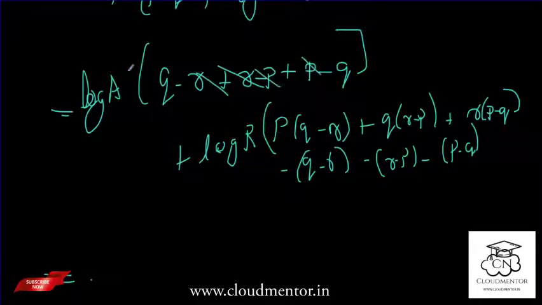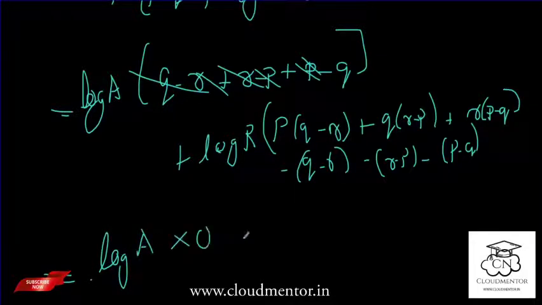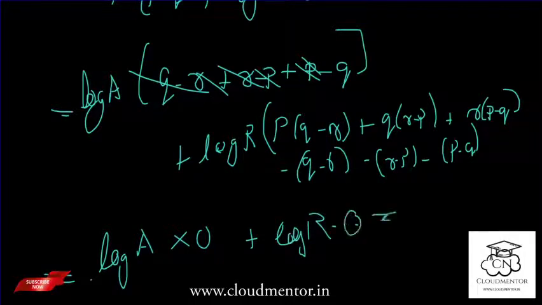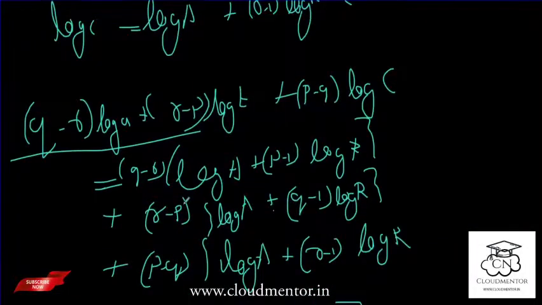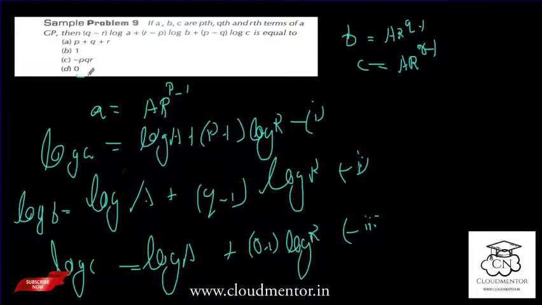and log a of zero plus, here also it will be zero, and we got now log r of zero, that's equal to zero. So zero is the answer. Let's look at the options. Option D is the right answer now.